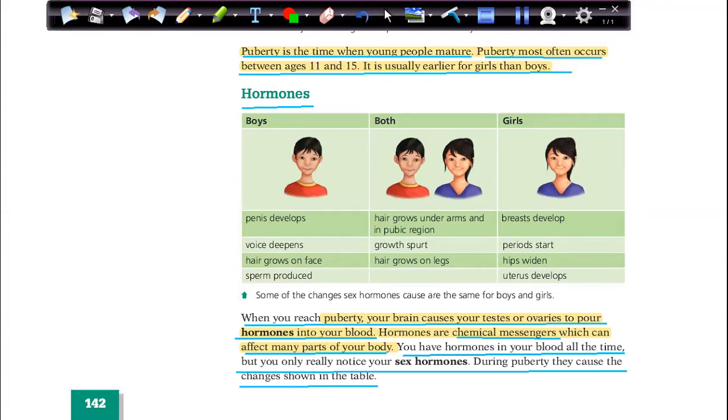So for the boys and the girls, both of them have these hormones, but of course they have special hormones. Girls have the female hormones, and boys have the male hormones. So what are the changes that can occur, can happen to our bodies? So for the boys, we have something in common together, like both girls and boys.